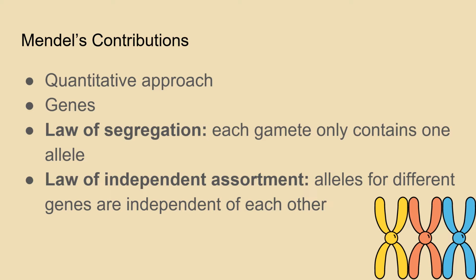And then there's also the law of independent assortment. So alleles for different genes or traits are independent of each other, just because we know with meiosis, those chromosomes independently assort, and so therefore those alleles and genes independently assort.